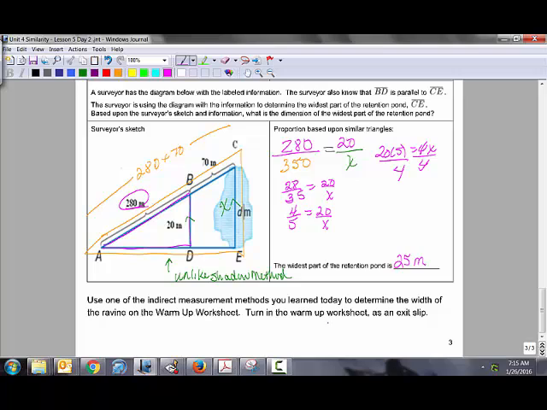Right at this point, you are to go back to your warm-up worksheet and go ahead and calculate that length, or excuse me, the width of the crevasse that separates the two people.